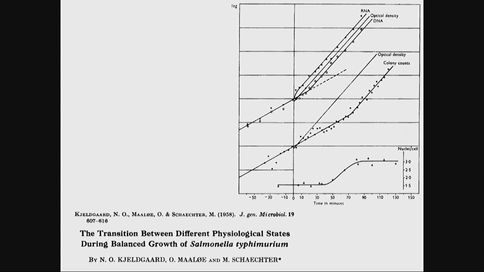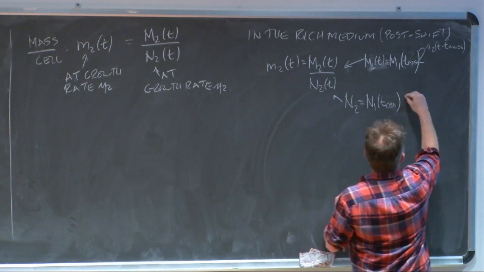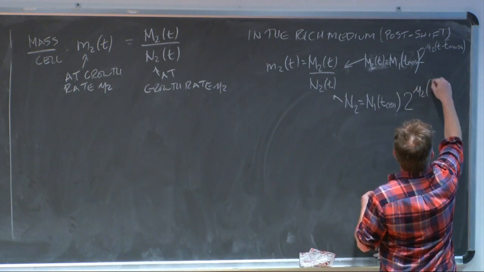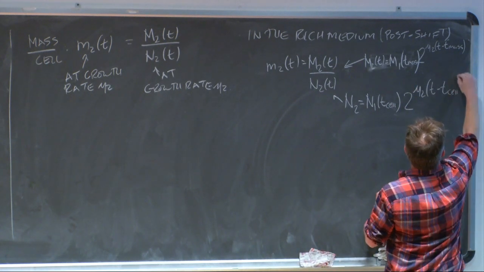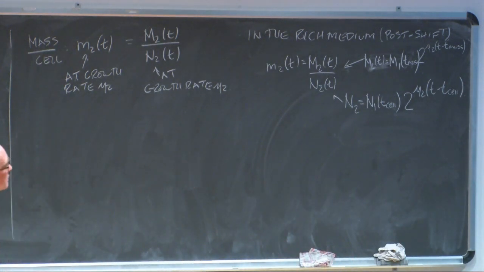Okay, we can do the same thing down here. So the N is going to be, N2 is going to be now N1 at T cell times 2 to the mu2 (T minus T cell). So far, so good?